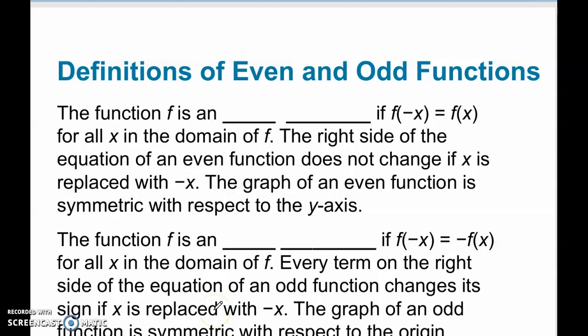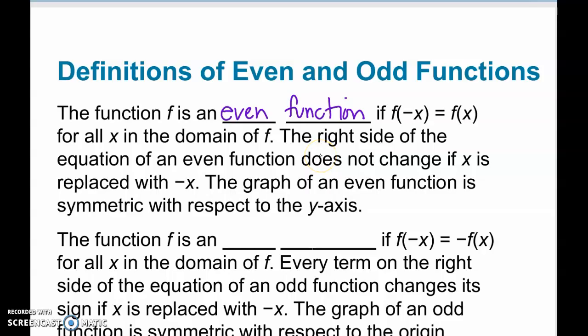So here we're still in 1.3. We're talking about now the definitions of what it means to be an even and an odd function. So we'll start by filling in the first two blanks here. A function f is an even function if when you input the opposite of x into the function, you get the same thing as f of x for all x in the domain of f.